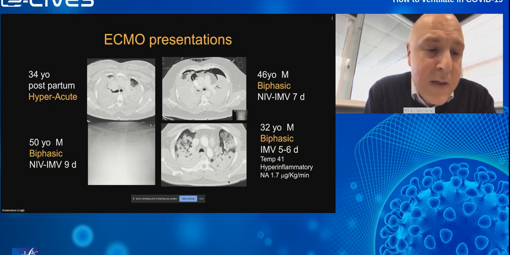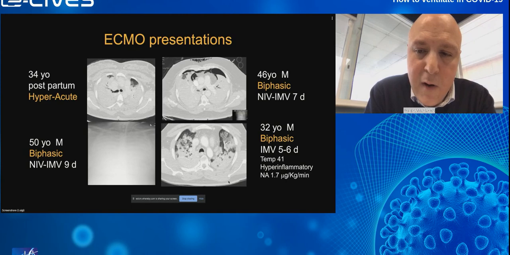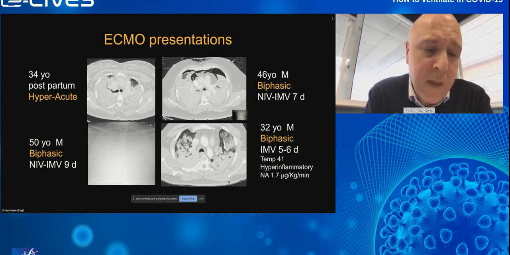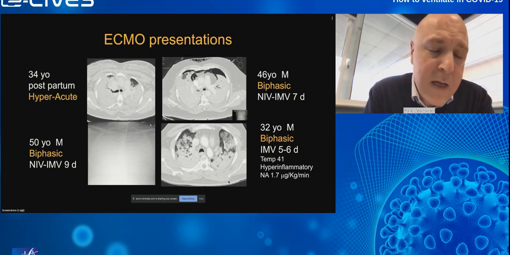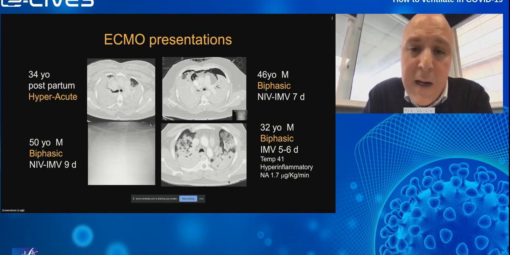other three actually presented as a biphasic or delayed response. They are either 50, 46, or 32 years old. Biphasic in a way that they received non-invasive ventilation first for 2-3 days. Then they were intubated, some of them quite promptly, but without any adverse events, but then remained ventilated for several days, sometimes 5 days. And you can see the progressive deterioration in this lung injury to the point that most of the lung is now consolidated, the one on your left-hand side.